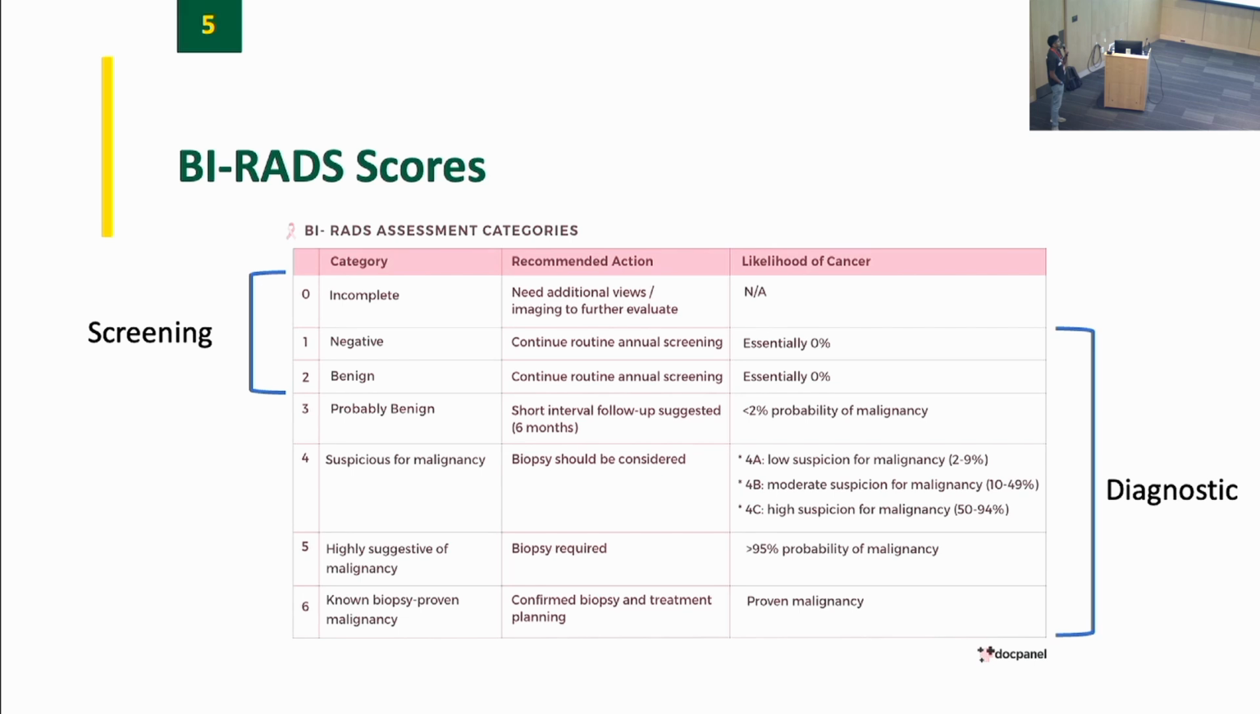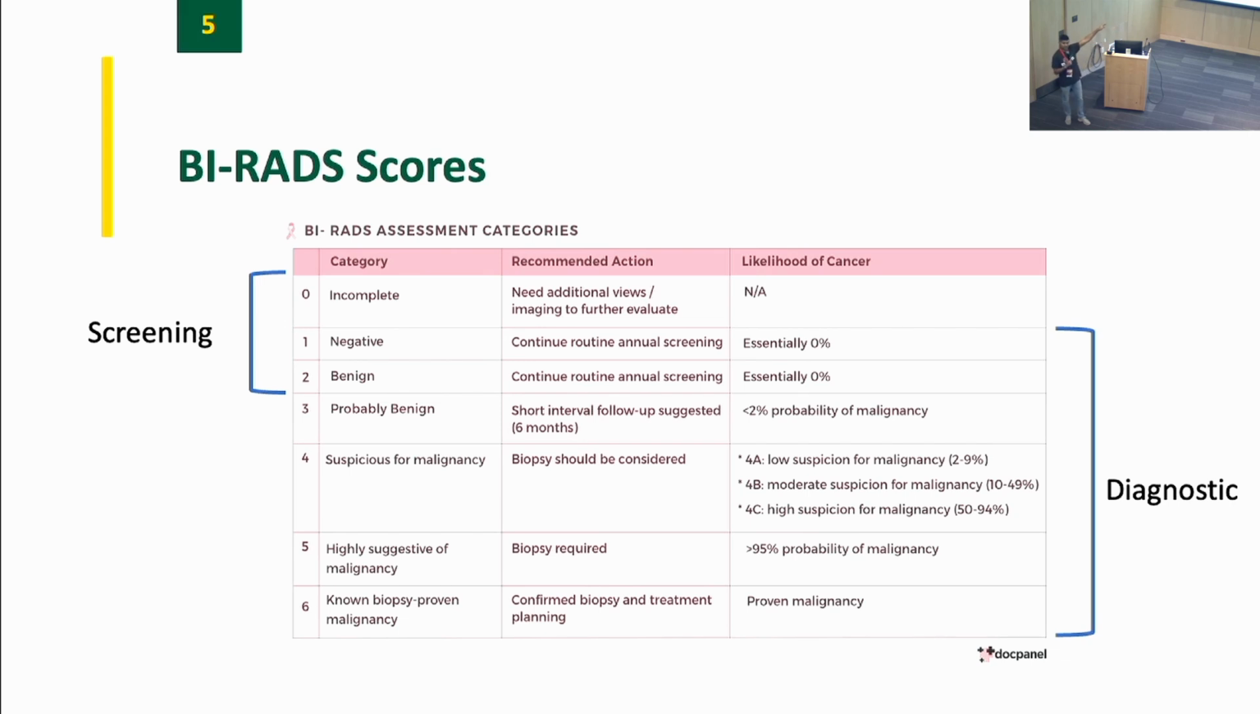A screening exam is those two standard CC and MLO views. The patient leaves, they go home later that day or the next day, and the radiologist reads the scan. If they see something suspicious, the patient comes back for their follow-up. So if you see something suspicious on screening mammography, you actually give it a BI-RADS 0.